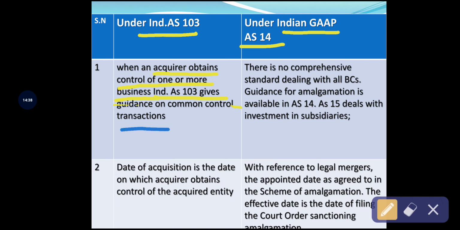Under Indian GAAP, that is Accounting Standard 14, there is no comprehensive standard dealing with all business combinations, but the guidelines for the amalgamation concept are available in Accounting Standard 14, which means accounting for amalgamations. And we also have guidelines related to amalgamation under Accounting Standard 15, which deals with investment in subsidiaries.